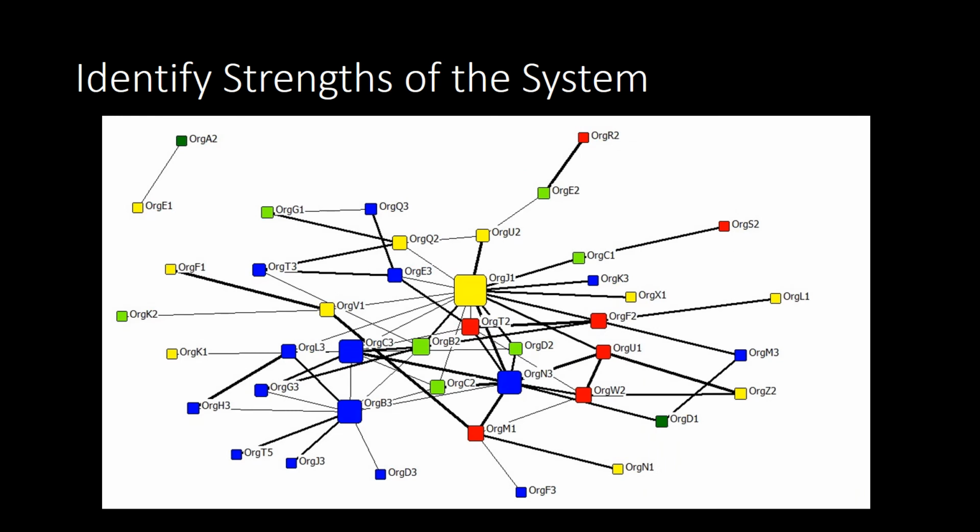The first way network analysis can be useful is in identifying the strengths of the system. I always like to start with the positives. What is good about the current system? What valuable relationships exist among the actors in the system?